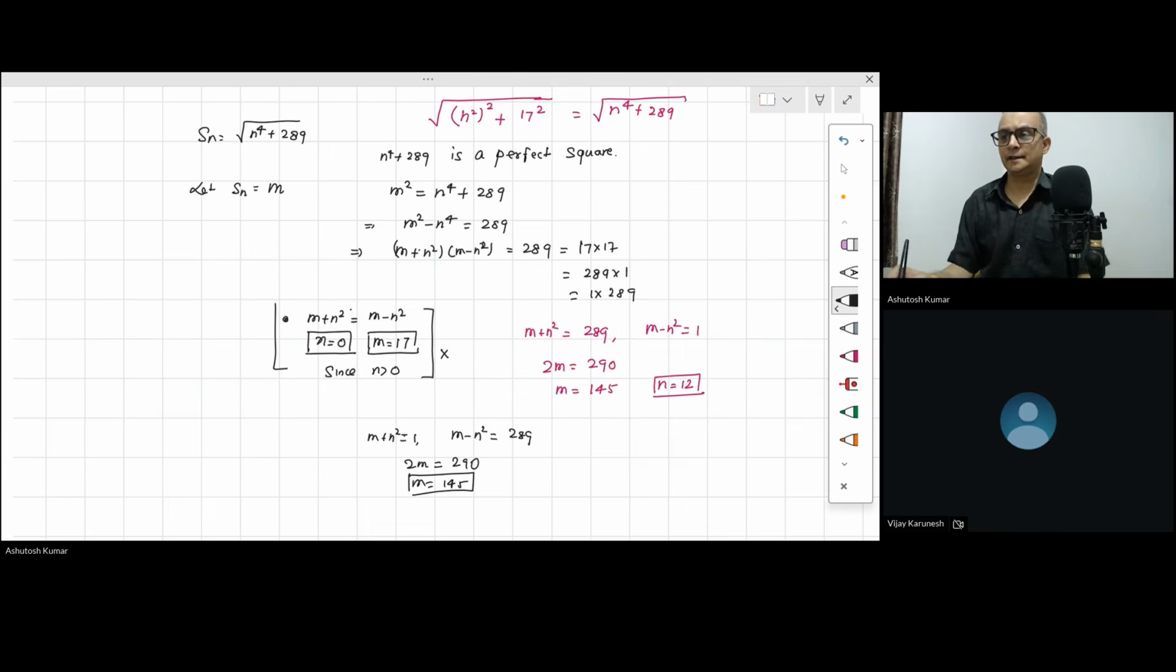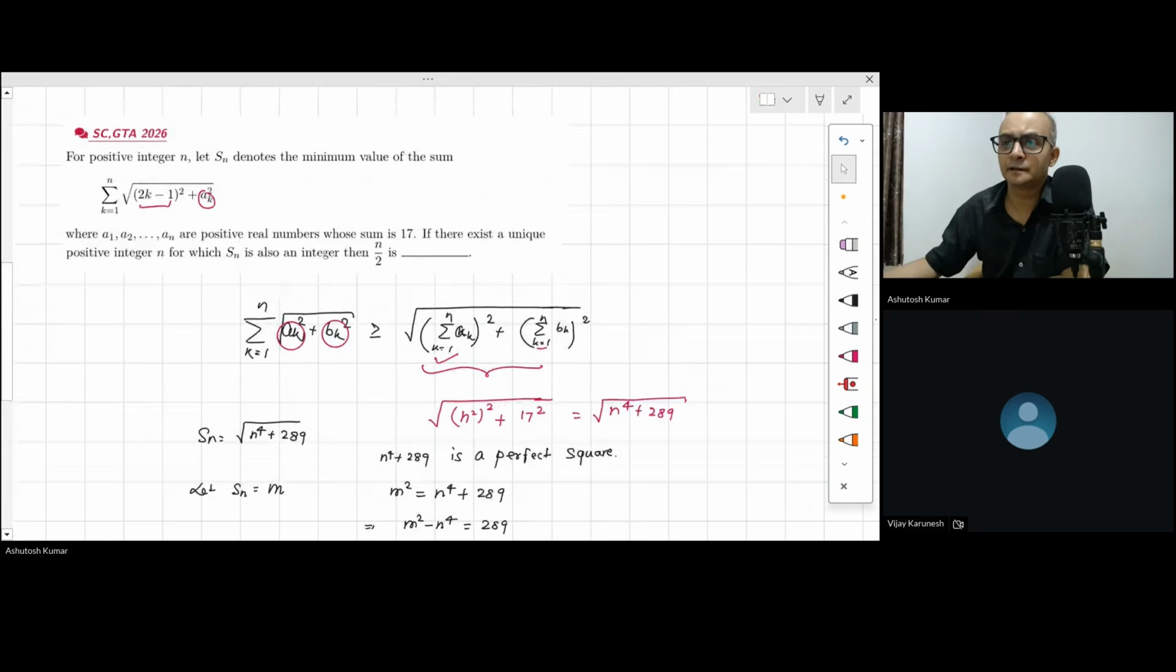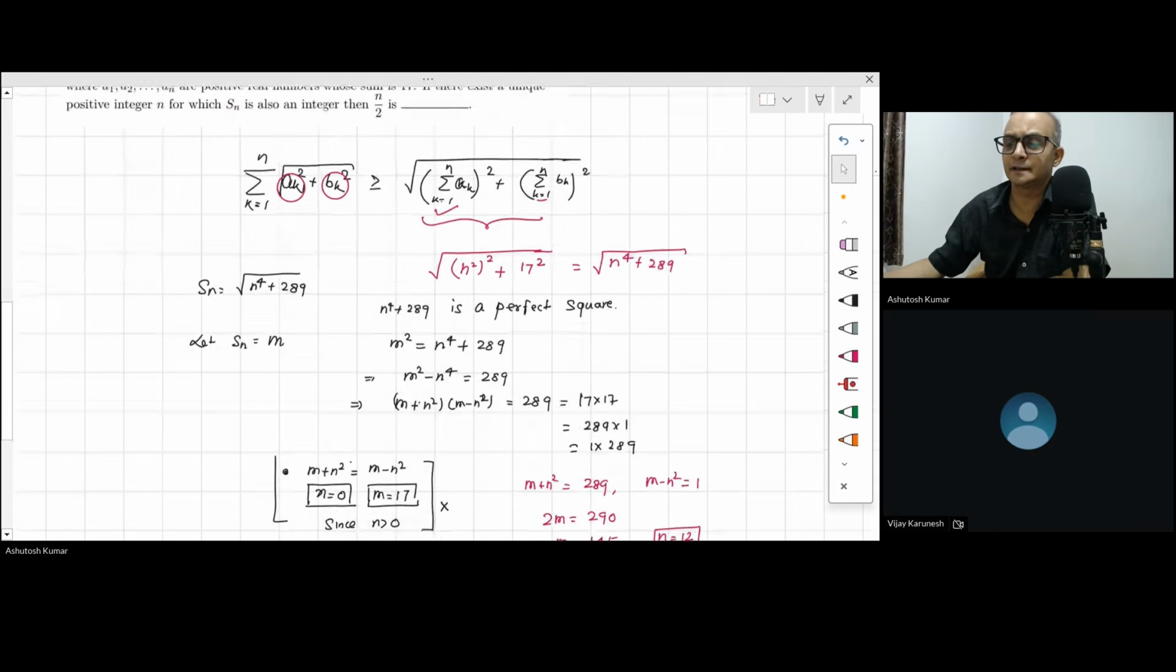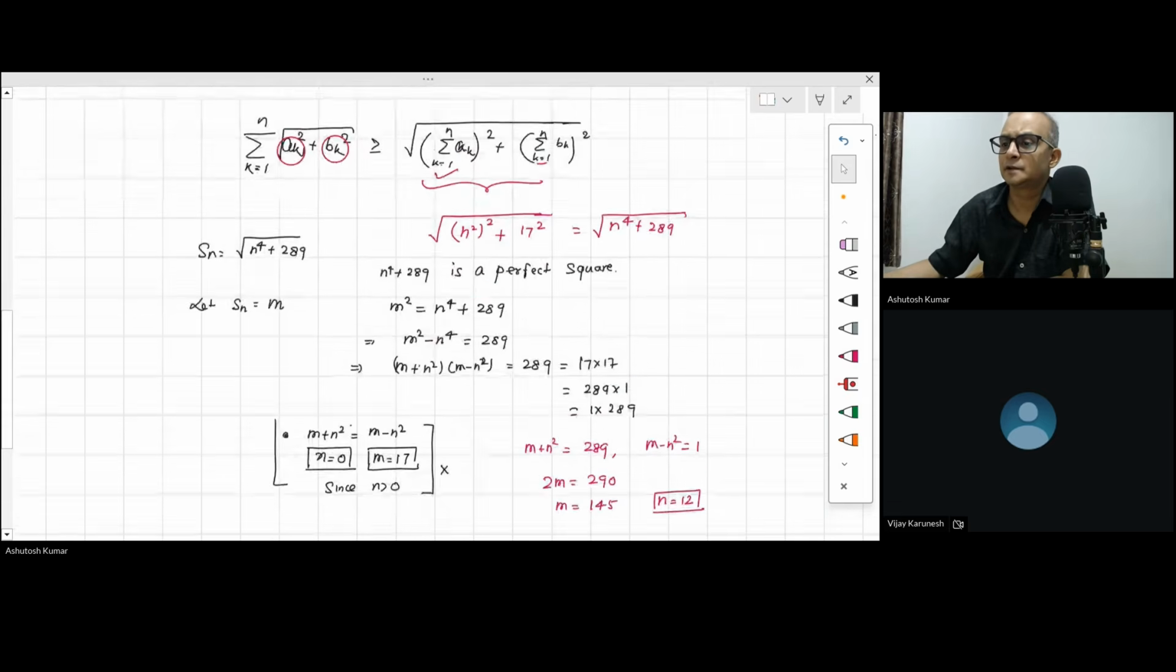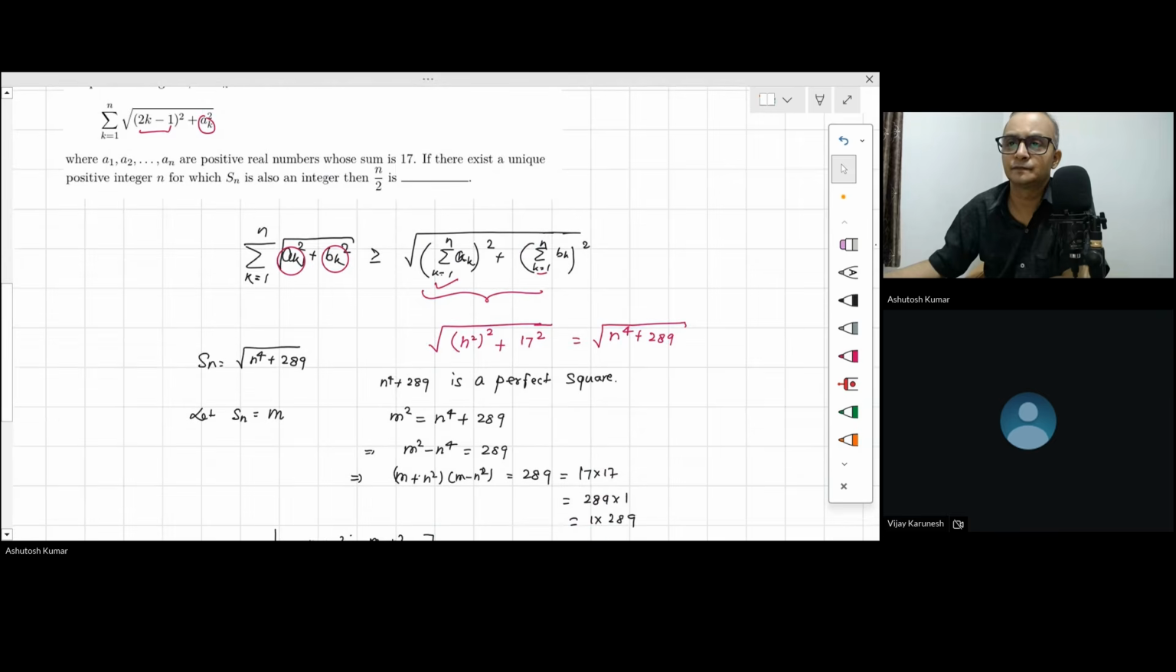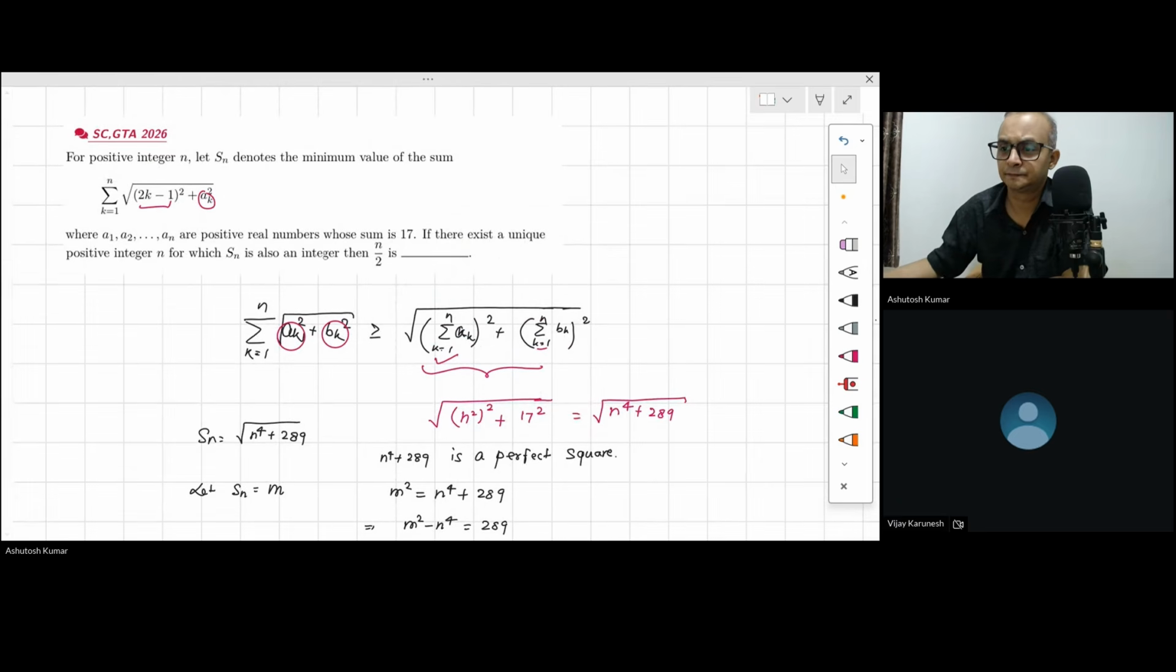So we got this thing that n is equal to 12. What I have to find is n by 2, which is also an integer. Then n by 2 is 6, I think, correct? Yes, 12 by 2, that's 6. Very good.